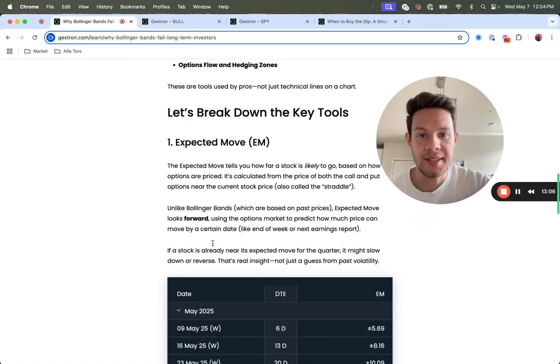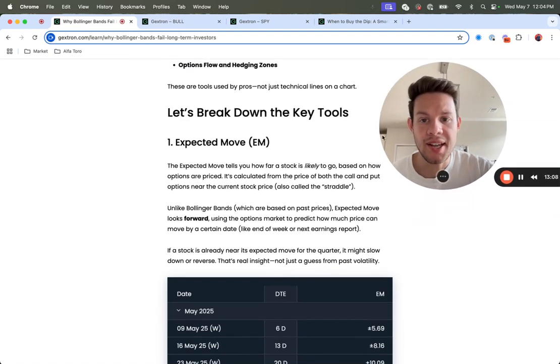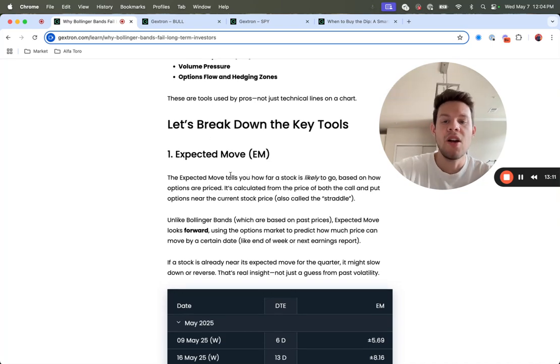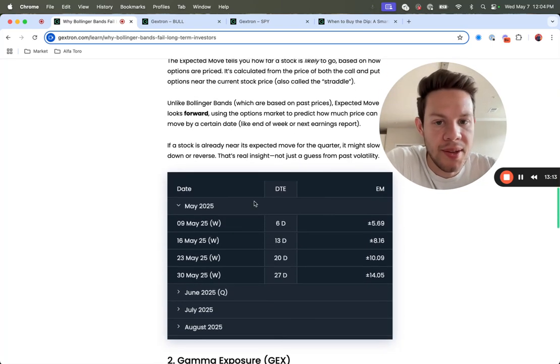All right, so let's break down the key tools here. The expected move tells you how far. This is something that, again, you get with Gextron.